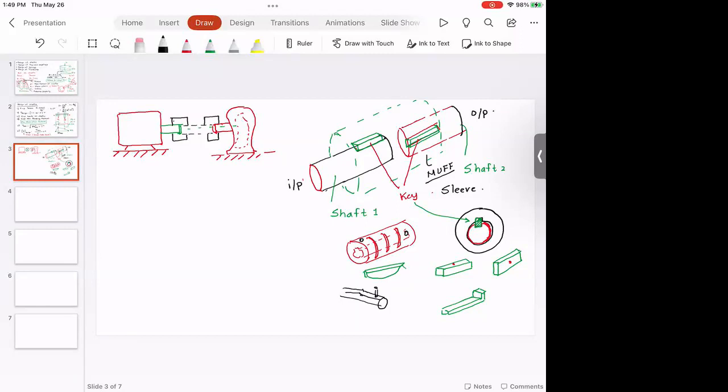The second thing is, as soon as you have these cuts, essentially it's like you are adding a spring between these two.